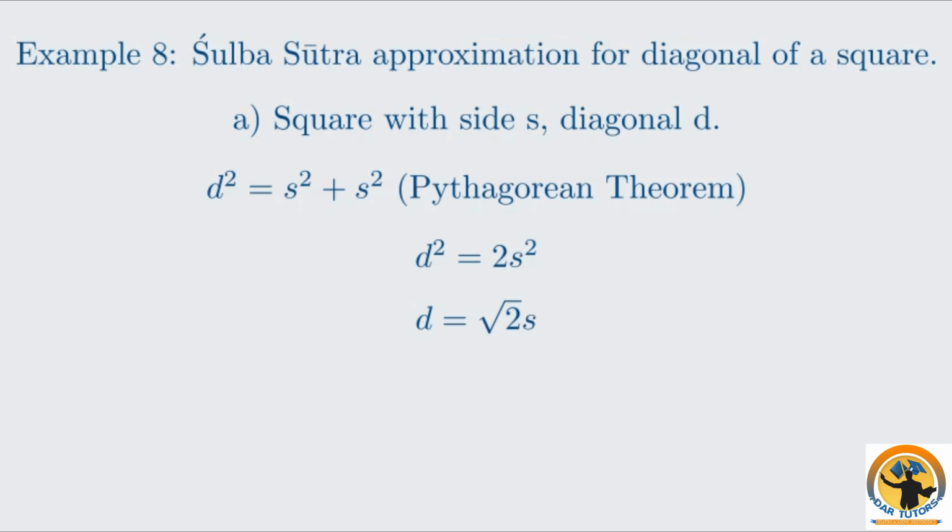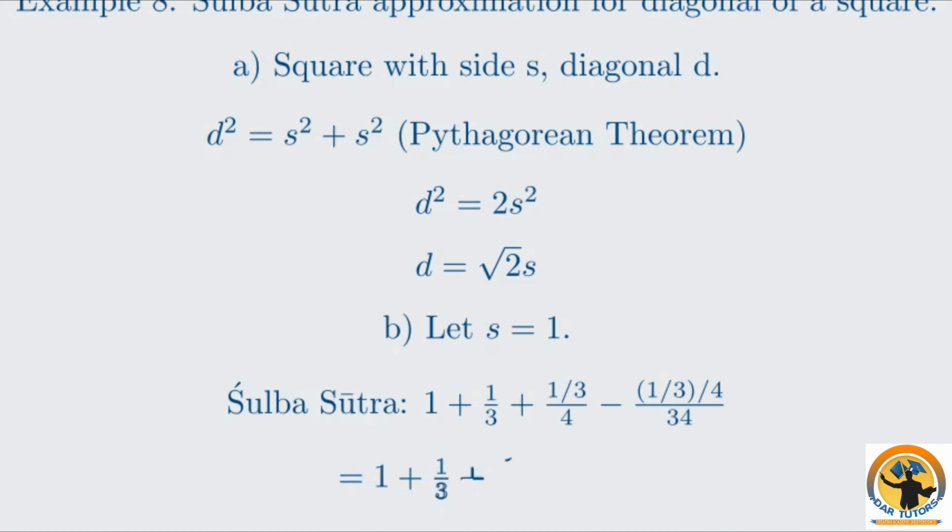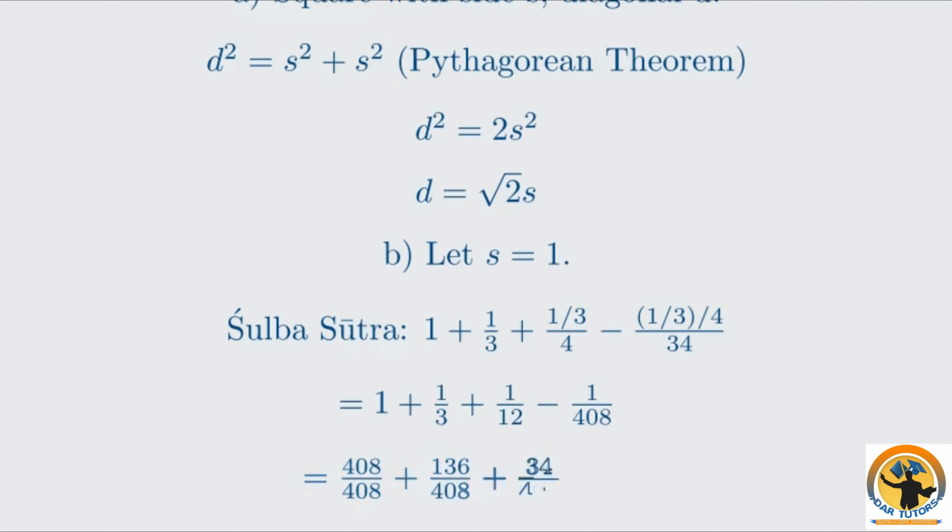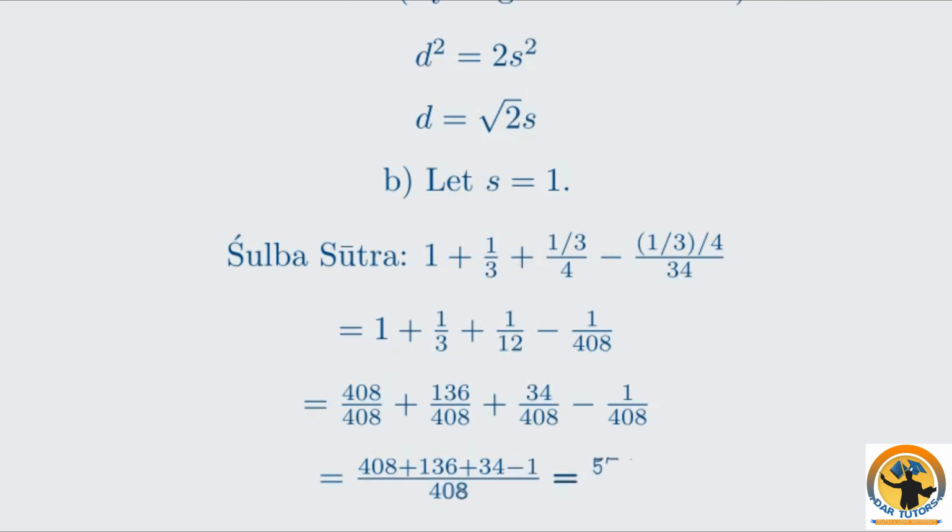Part B asks us to show that the text's method estimates the square root of 2 as the fraction 577 divided by 408. Let the side length be 1. The text's instructions translate to 1 plus its third, plus this third's fourth, less the 34th part of that fourth. This simplifies to 1 plus 1/3 plus 1/12 minus 1/408. To add these fractions, we find a common denominator, which is 408. This gives us 408 plus 136 plus 34 minus 1 all over 408. The result is 577 divided by 408.